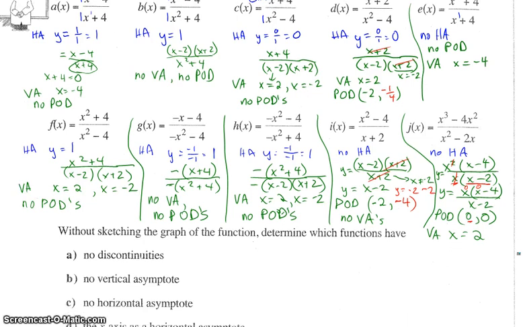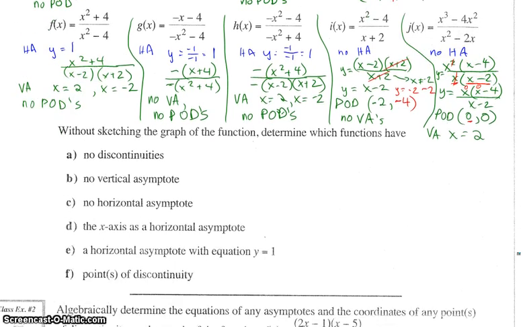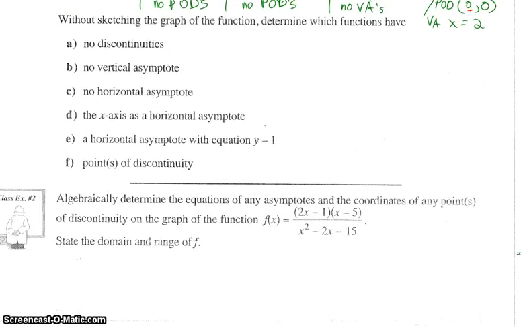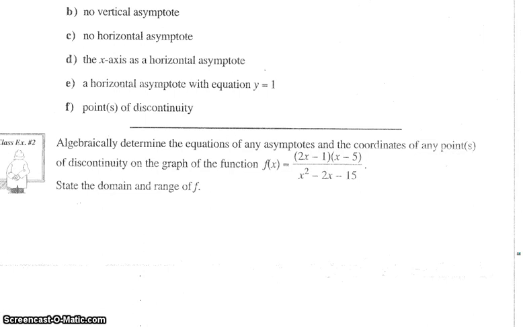All right, awesome. Hopefully you'll be okay to do the assignment now on those ones. We're going to do one more example, and then you'll be able to get to the assignment. Algebraically determine the equations of any asymptotes and the coordinates of any points of discontinuity on the graph of the function. Okay, well, why don't we first look at horizontal asymptotes?